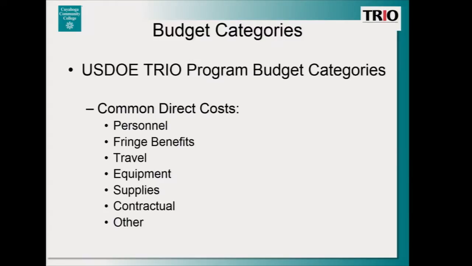Now we are on our second module, where we'll be covering the first part of our two parts of budget setup. Particularly, we will be covering the categories related to indirect and direct costs in the US DOE. First, we will go over direct costs, which include personnel, fringe benefits, travel, equipment, supplies, contractual, and other.